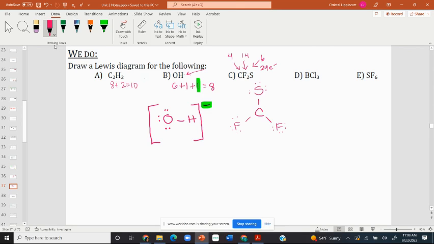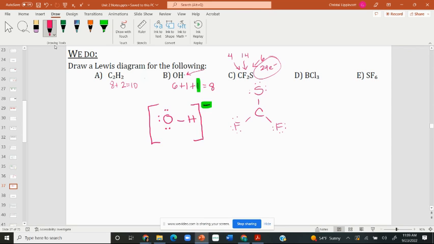So right now, how many electrons do I have placed on here? I've got 8, 8, and 8, guys. 8 times 3 is 24. So I've got all my electrons placed. I still have a problem. Carbon doesn't have 8 electrons. What do I do?